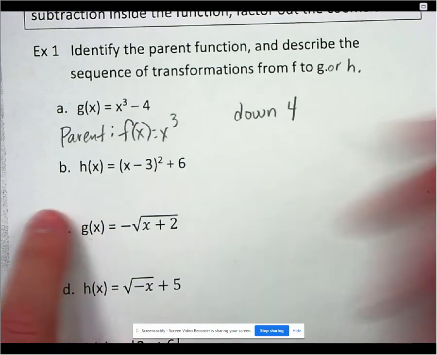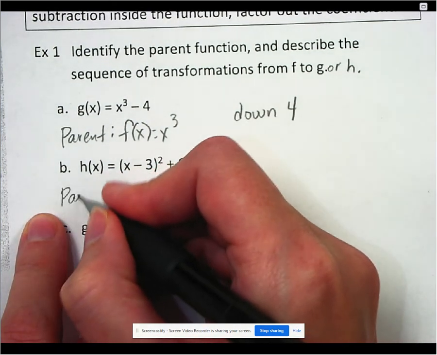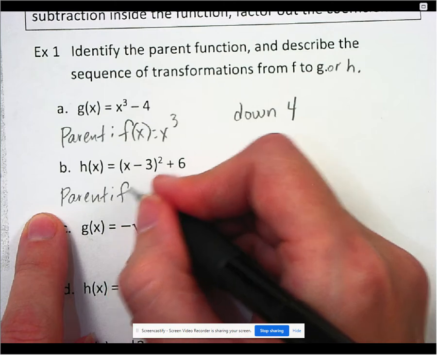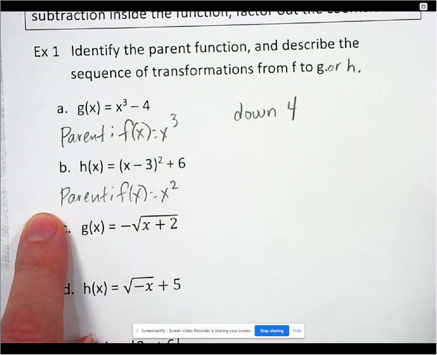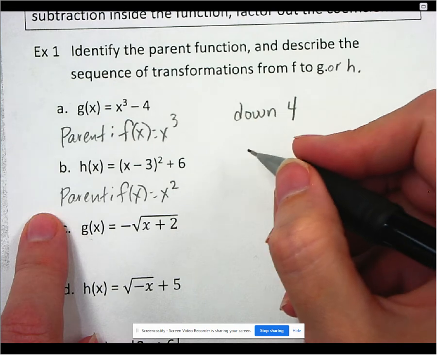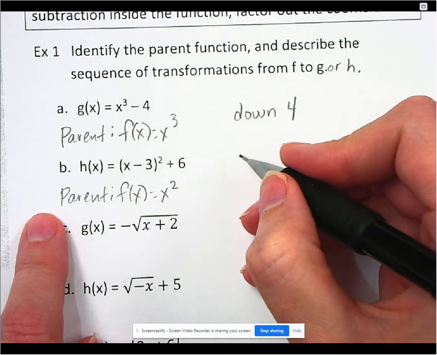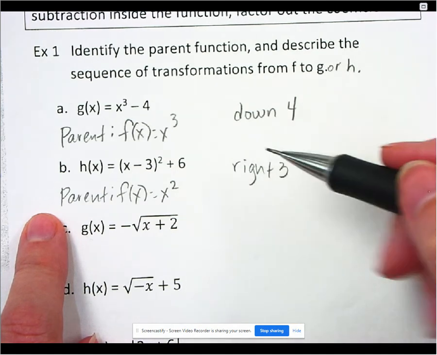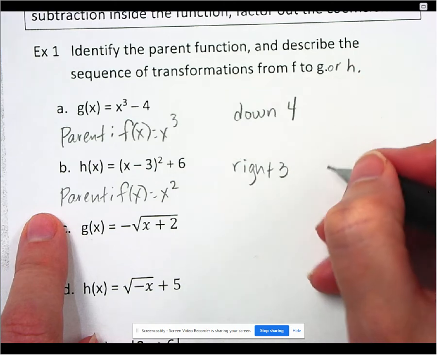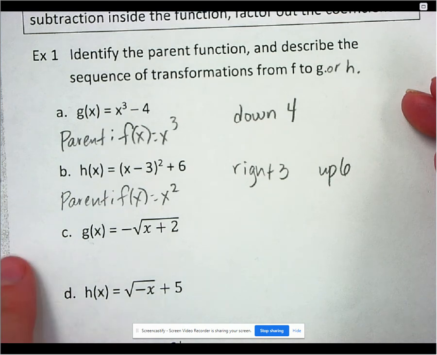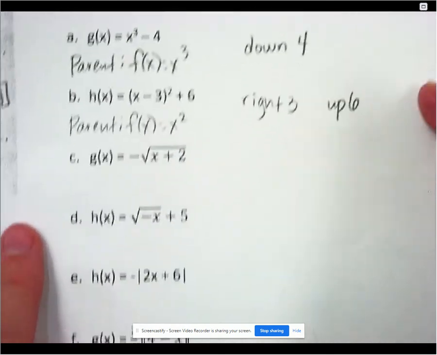All right, then for the second one, the parent is going to be the quadratic function, f of x equals x squared. Right, and then this one has 2 transformations. So we are subtracting on the inside. So don't forget, subtracting on the inside is going to shift it to the right. So we're going to go right 3. And then we're adding on the outside. So that's going to be up 6.